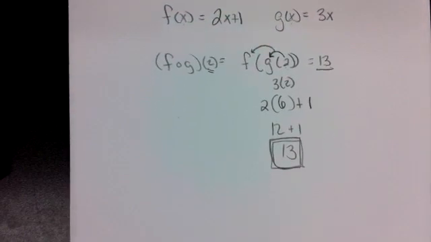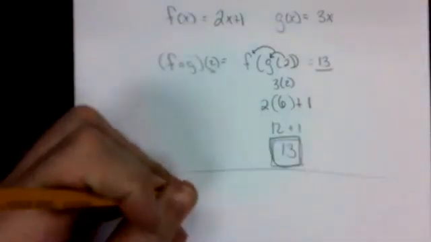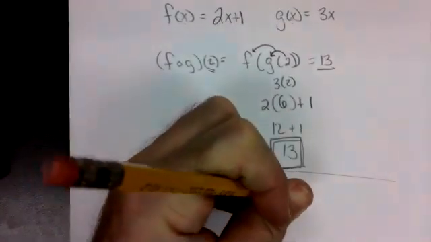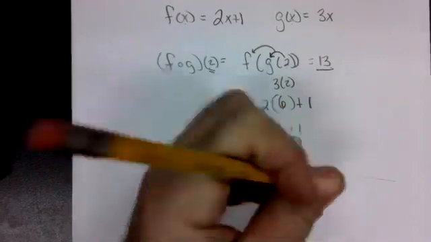Okay, I'm going to use those same functions. I'm just going to rewrite them here. So f of x equals 2x plus 1. G of x is still 3x.